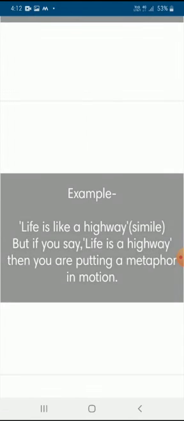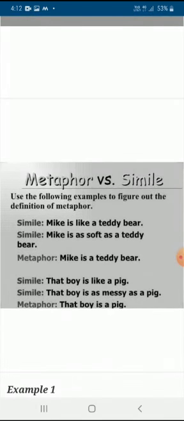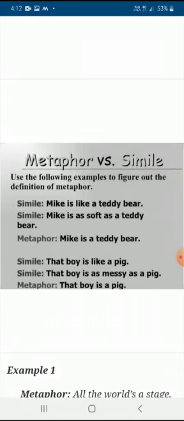For example, life is like a highway. This is a simile. But if you say life is a highway, then you are putting a metaphor in motion. Metaphor versus simile. Simile: Mike is like a teddy bear. Mike is as soft as a teddy bear. Metaphor: Mike is a teddy bear.